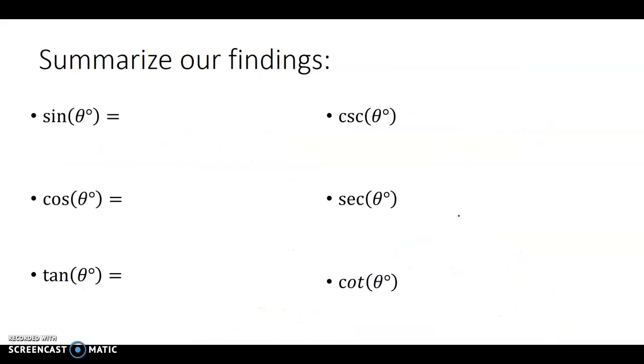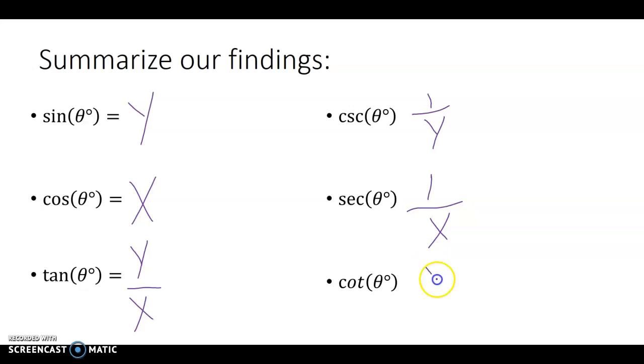So out of all of this, out of this entire video, the only things that you need to know is that sine is my y-coordinate, cosine is my x-coordinate, tangent is my y divided by my x, cosecant is 1 over y, secant is 1 over x, and cotangent is x over y. Okay? You're going to use these shortcuts to figure out certain degrees or radians on the unit circle.